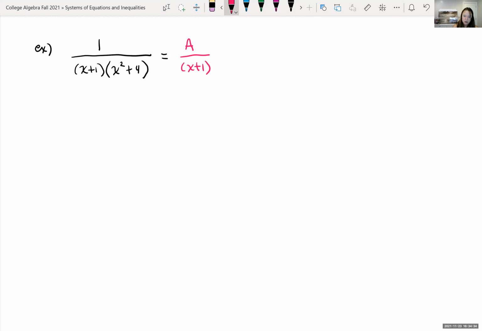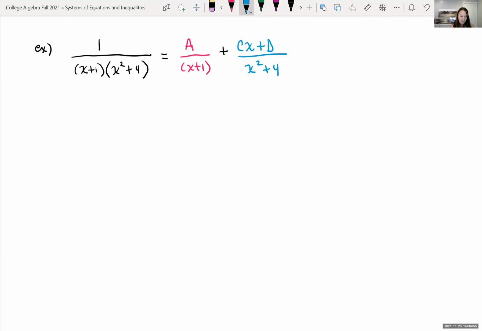If it is a quadratic in the denominator, then what we want to do is sum it where we have a linear function in the numerator. And so we're going to write that as, how about, cx plus d all over the x squared plus 4.